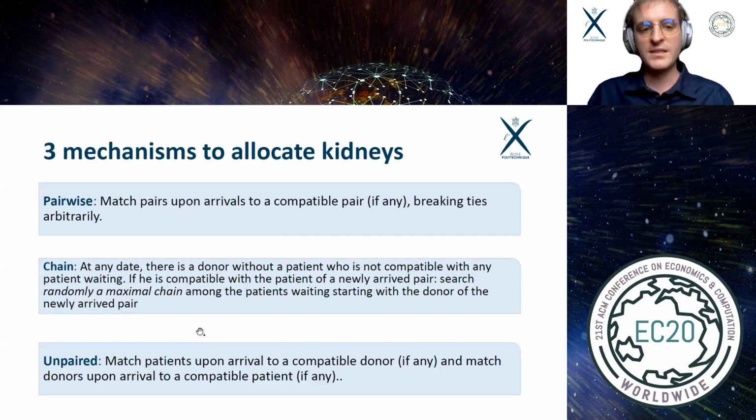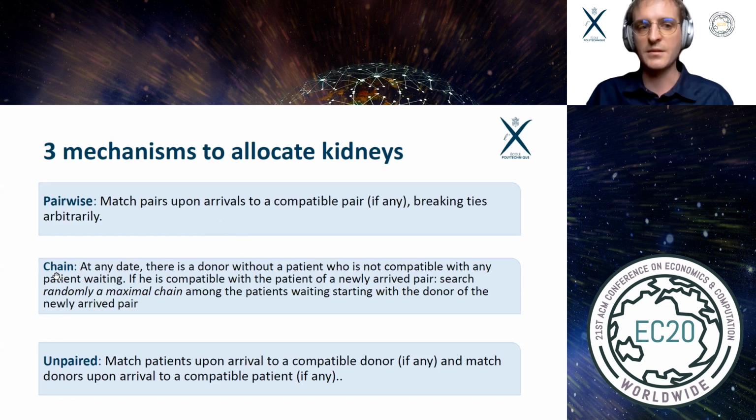And so we study three different types of algorithm. The first one is the pairwise exchange. So as soon as a pair enters the system, if there is a cross compatibility with the pairs we are currently waiting, you realize the exchange and you break ties arbitrarily.